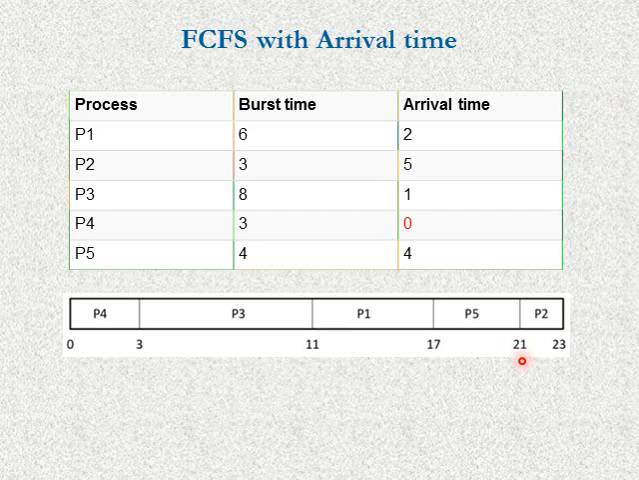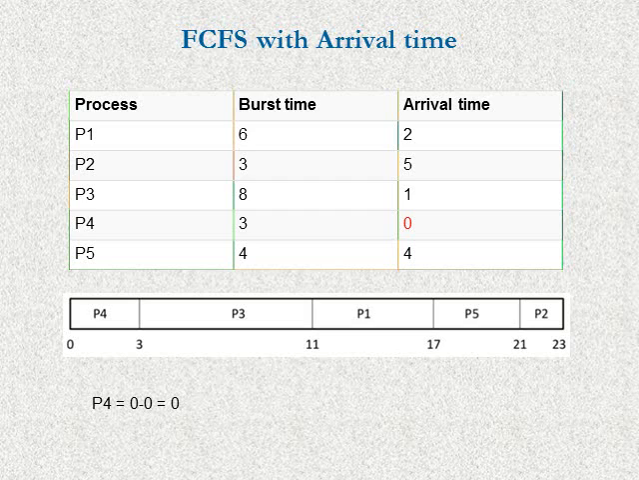At time interval 21, we only have one process in the ready queue, and that is P2. So this will be selected, and at time interval 23, all of these 5 processes have completed their execution. So over here we have the waiting time for each of these processes.